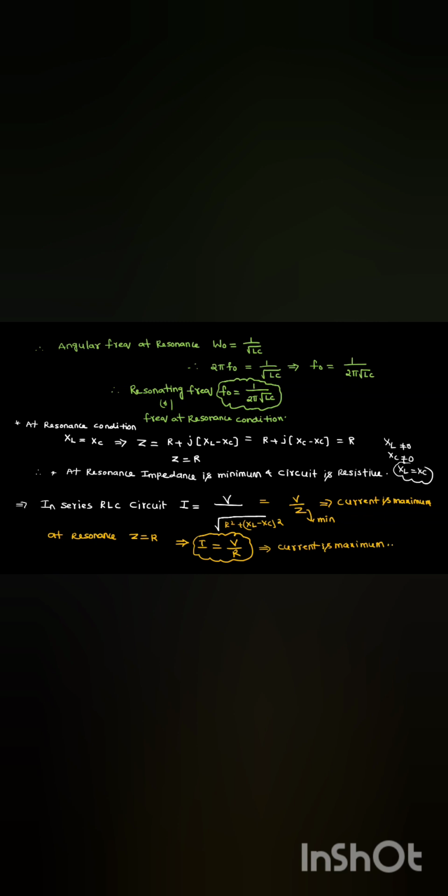Therefore, at resonance condition, voltage and current are in phase and the circuit is operating at unity power factor. Voltage and current are in phase, and the circuit is operating at unity power factor.